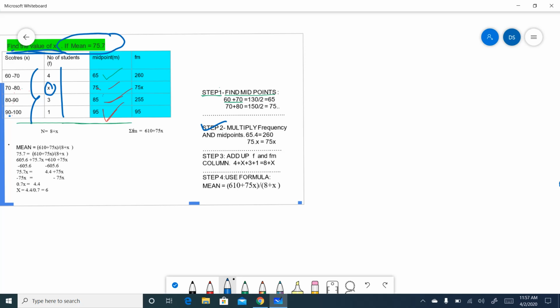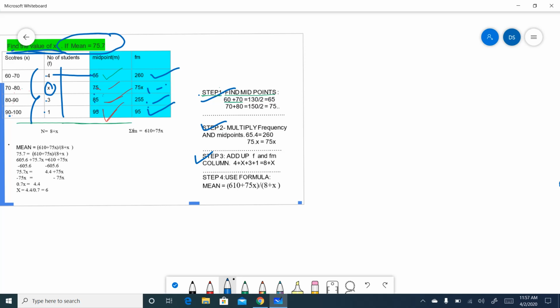So the second step, multiply frequency and midpoint. This is your midpoint. Multiply 65 times 4, that is 260, 75 times x, that is 75x, 85 times 3, that is 255, and 95 times 1, that is 95. Okay, so we have done the second step.